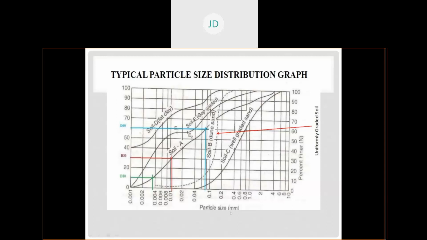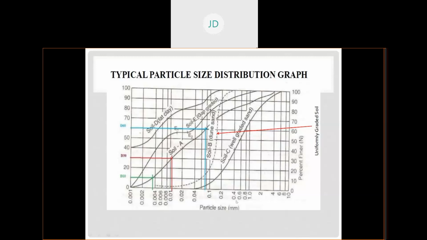Along the x-axis it is particle size in millimeter, and on the y-axis you can see percentage finer, which is in percentage. One more thing: the x-axis is in logarithmic scale and the y-axis is in arithmetic scale. You are familiar with the normal graph paper you have used in chemistry or physics lab, where the x and y-axis are both in arithmetic scale.